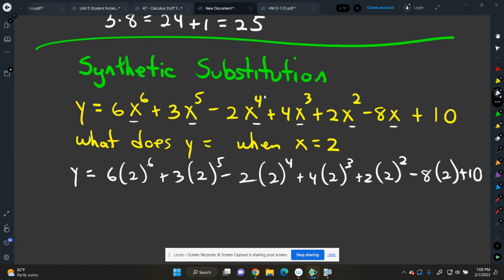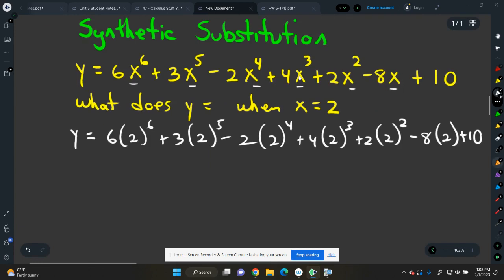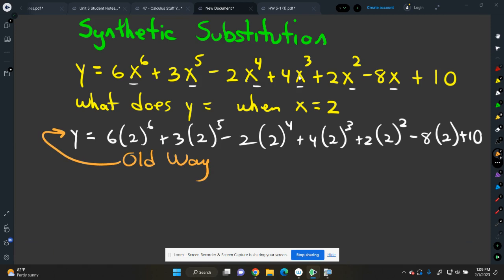Okay, that's a pain in the neck to do. Synthetic substitution is going to make that easier. So we're going to do the same thing that we did with synthetic division. Everybody should be writing this down in their notes. This is the old way. Everybody should have it written in their notes. Okay, the new way. This is our new way, synthetic substitution.